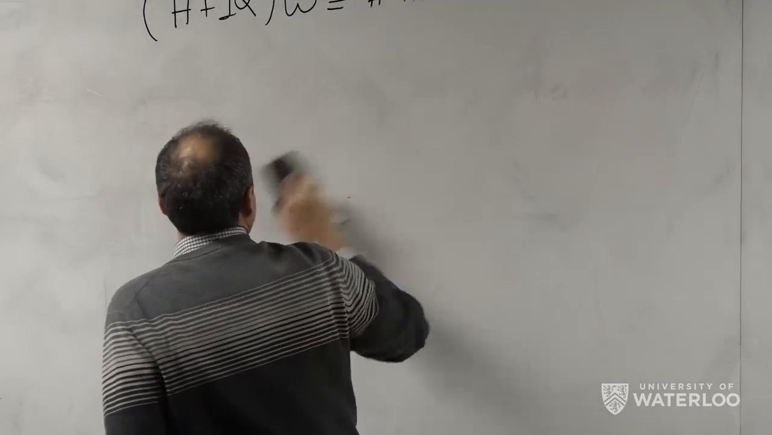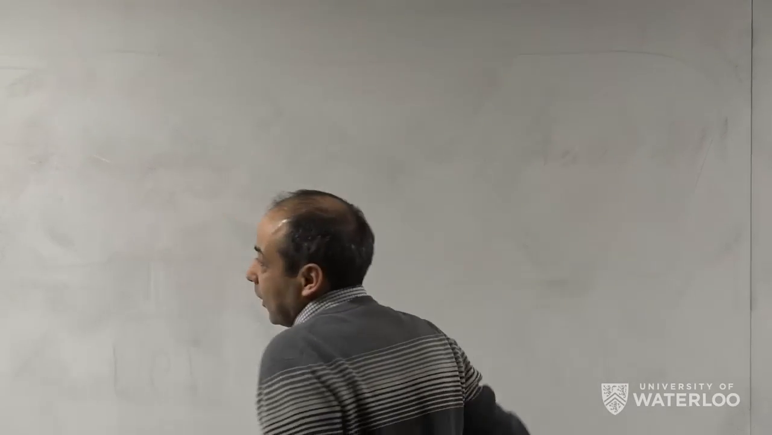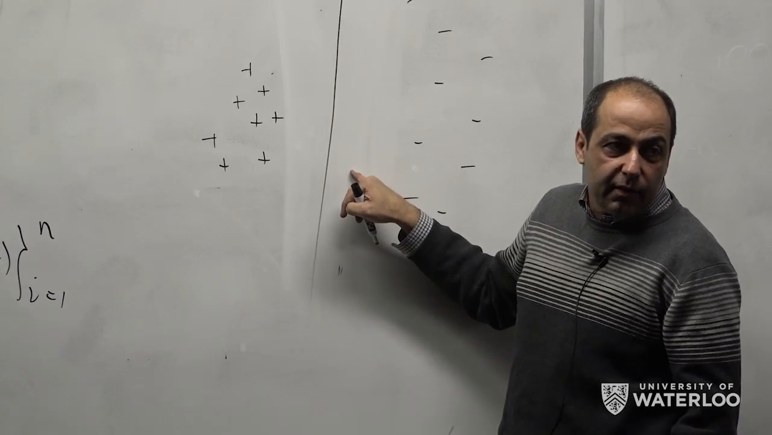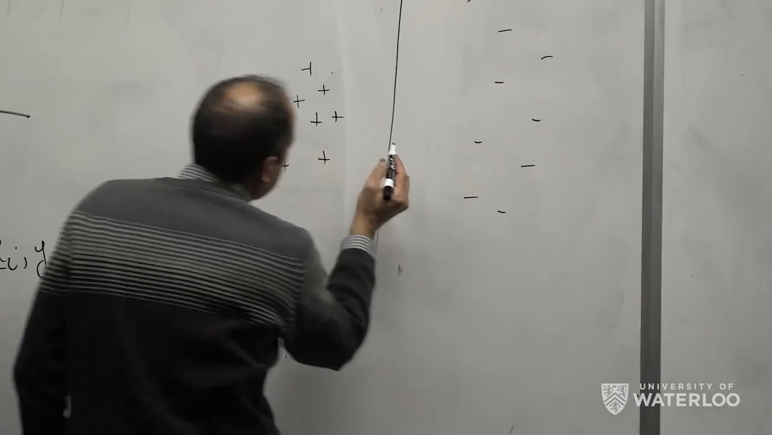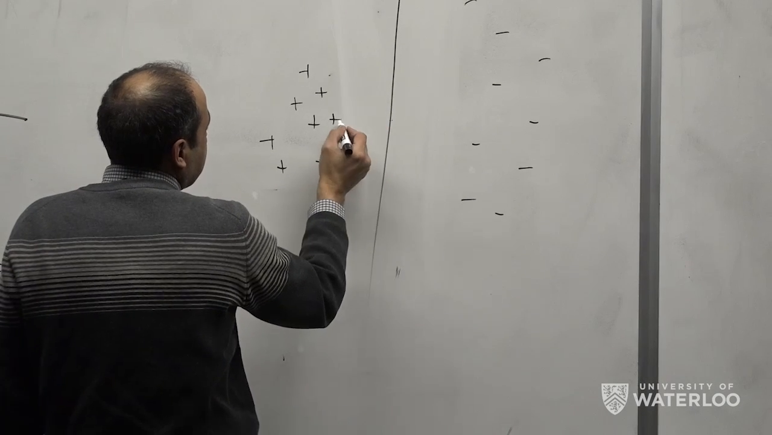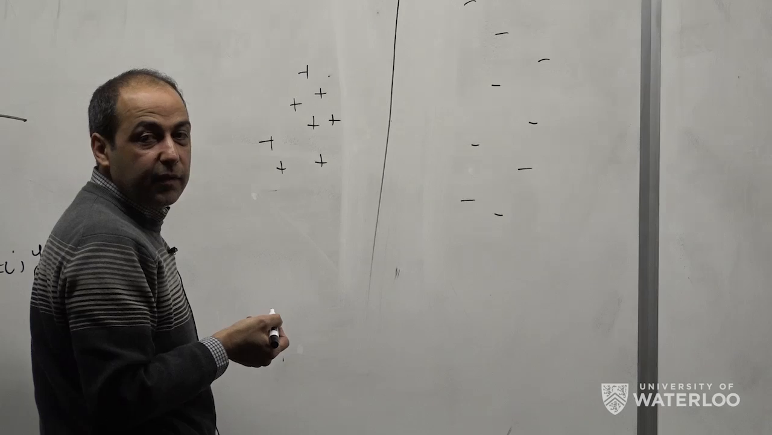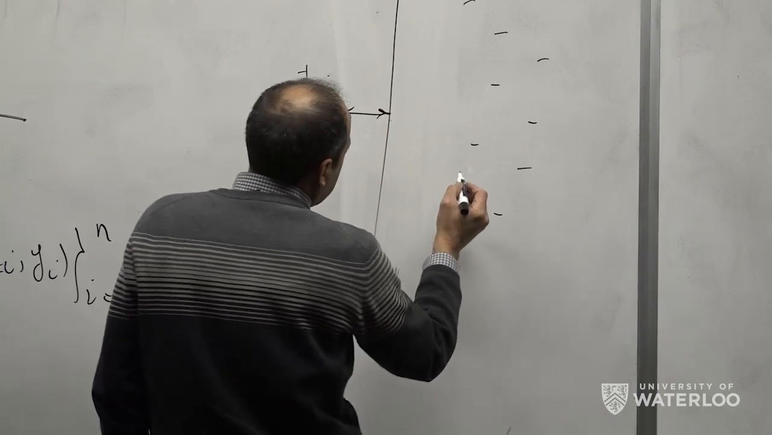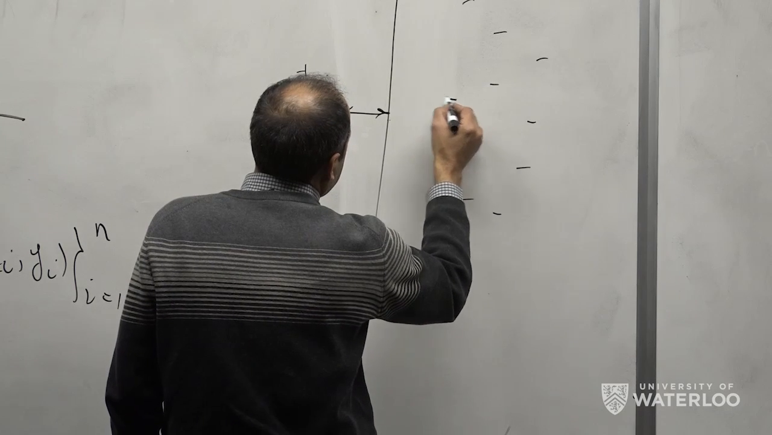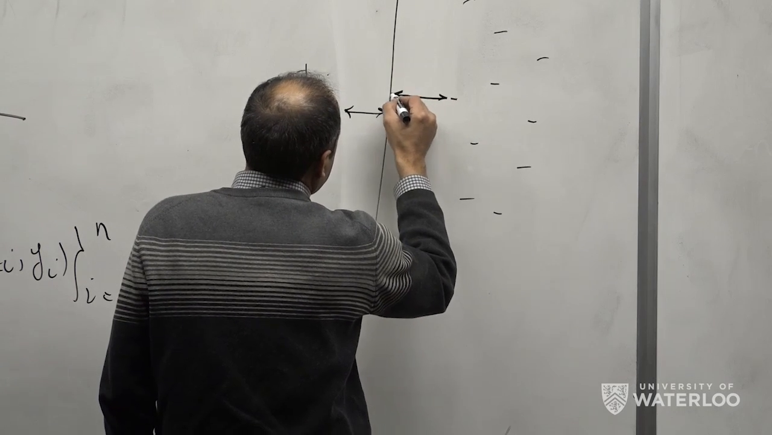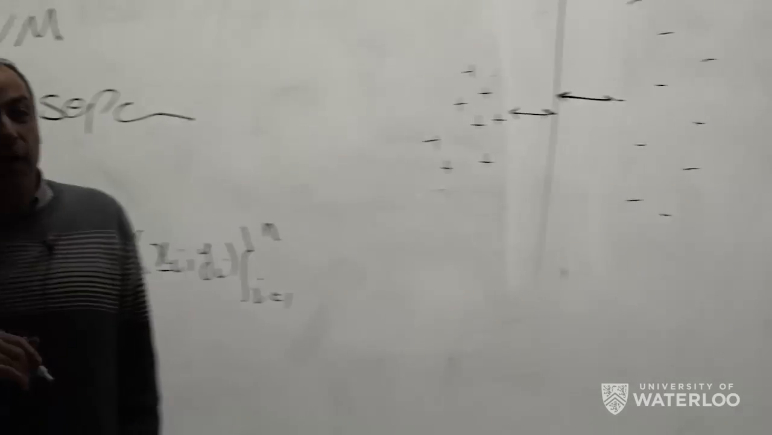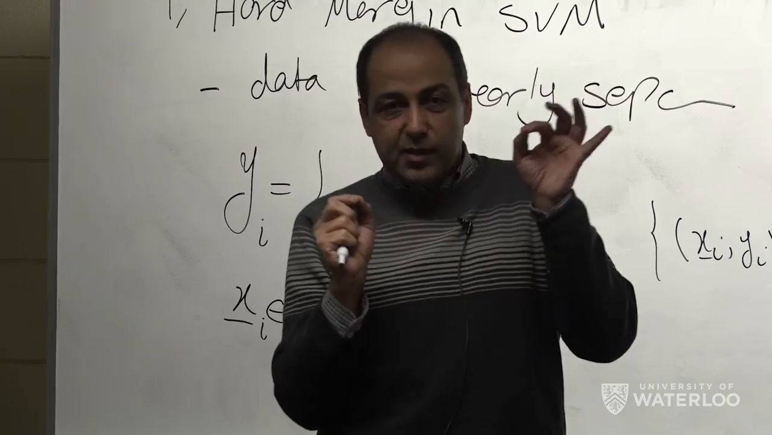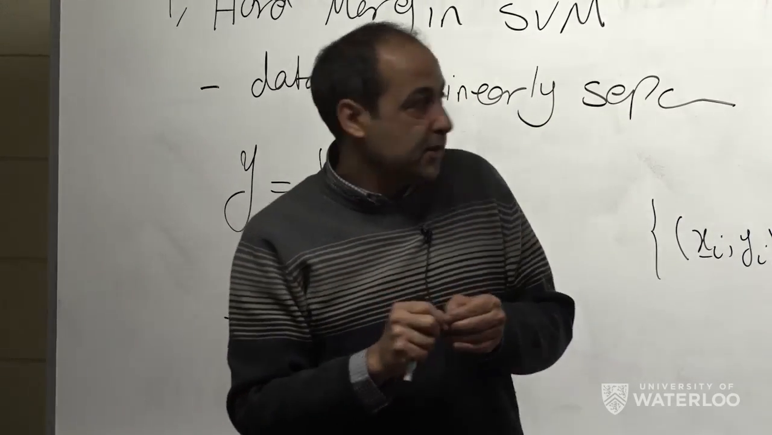So my first task now is to find the margin of this hyperplane. Margin means the distance between this hyperplane and the closest point of a data set. This is basically the margin. I need to compute this margin, and then I'm looking for a classifier which maximizes the margin, has maximum margin to both classes.